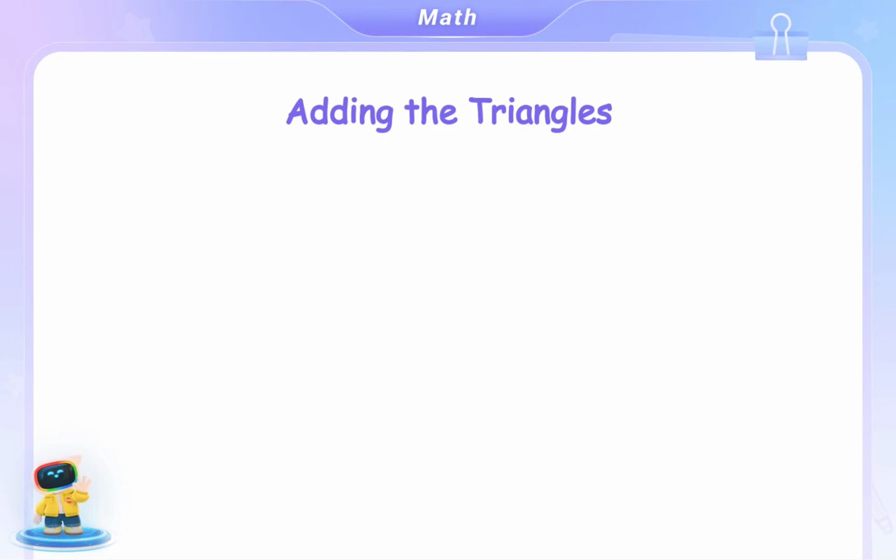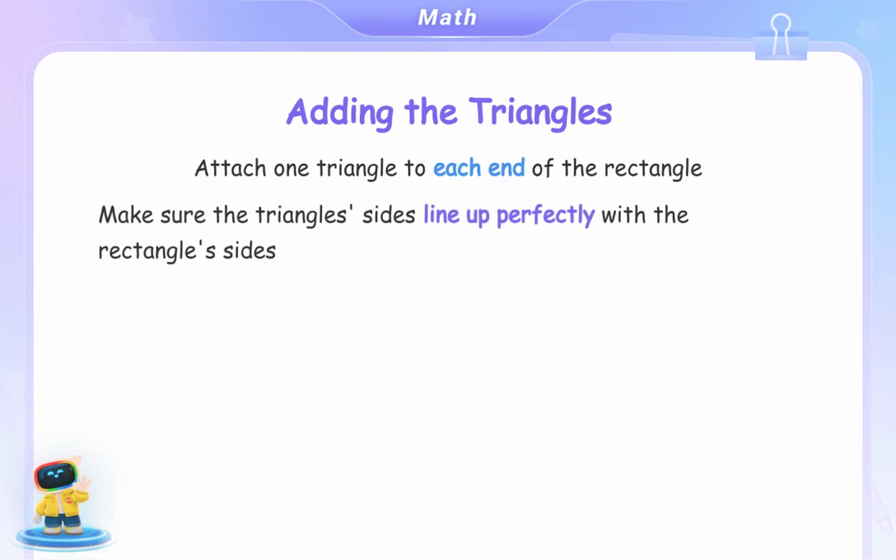Adding the triangles. Now, let's attach a triangle to one end of the rectangle we made with the squares. Make sure one side of the triangle lines up perfectly with the side of the rectangle. Now, take the other triangle and do the same thing on the other end of the rectangle.